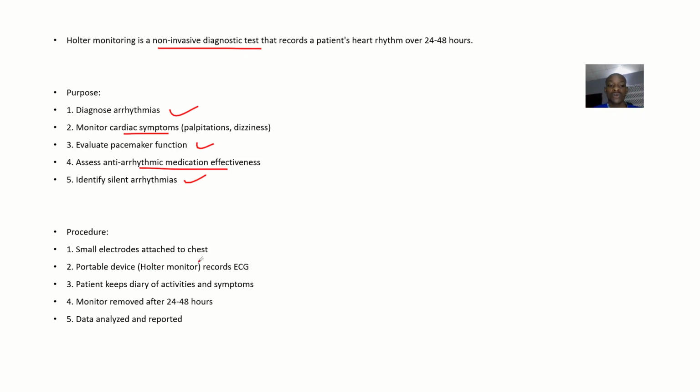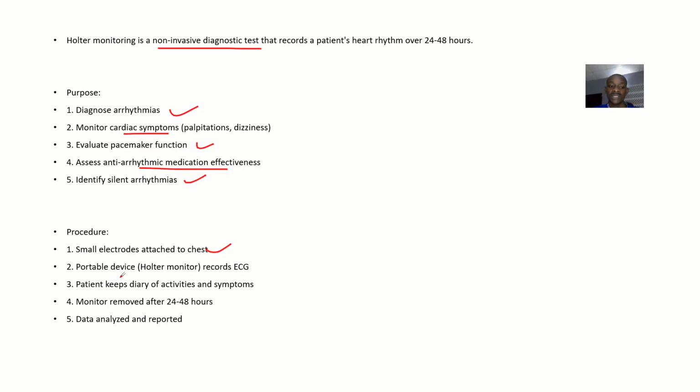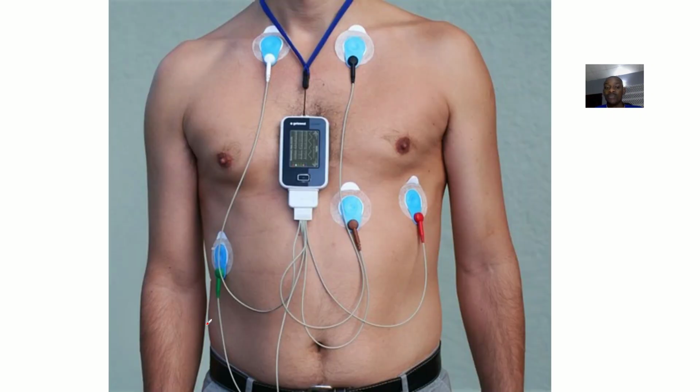Procedure: you actually place small electrodes on the chest. These are the electrodes we are talking about, the blue stuff. Then a portable device known as a Holter monitor records the ECG. The patient keeps a diary of activities and symptoms, right? Then the monitor can be removed after 24 to 48 hours. Data can be analyzed and reported.